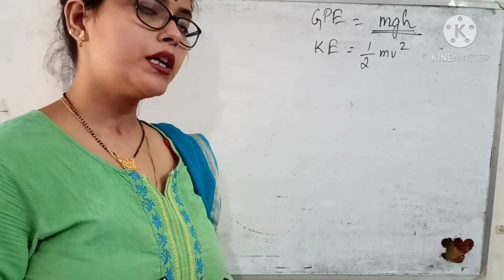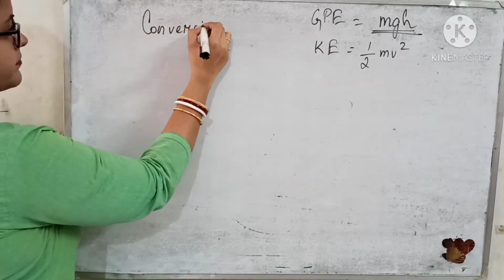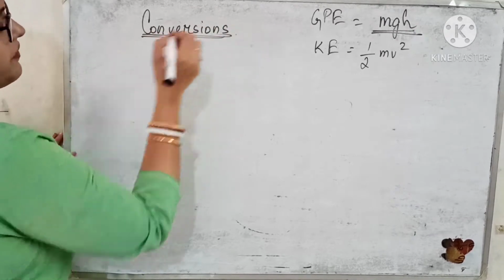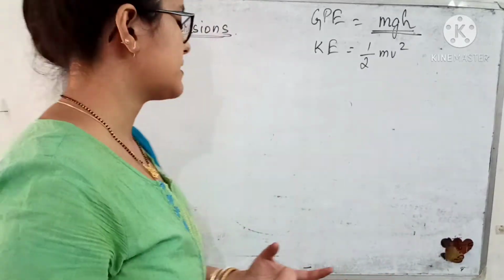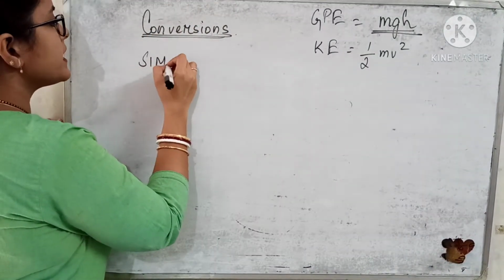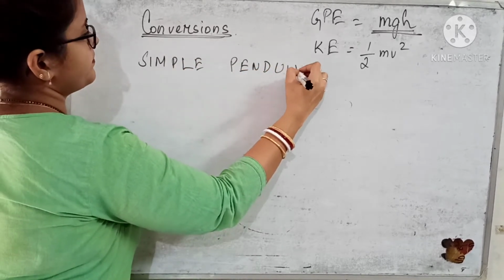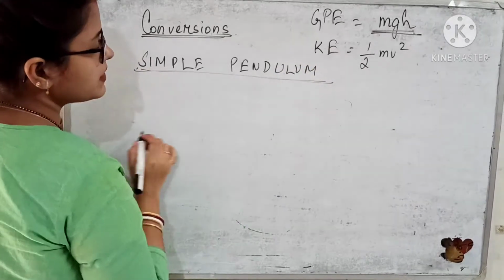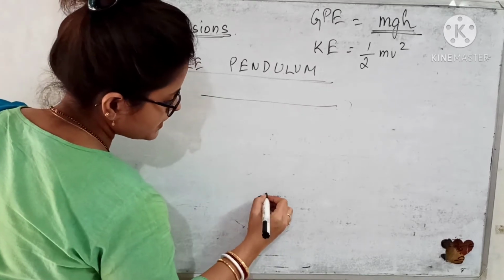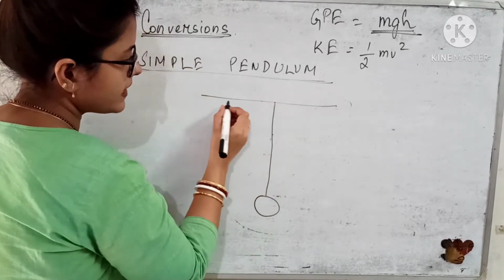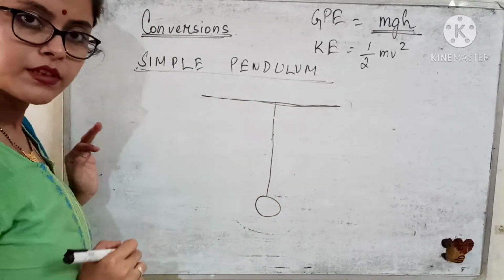Today we will be learning about the conversions of potential energy to kinetic energy, and then again to potential energy, like this. So first we are going to see how a simple pendulum works. Now, what is a simple pendulum? A simple pendulum is a metal bob which is tied to a string and attached to a rigid fixed surface. Okay.